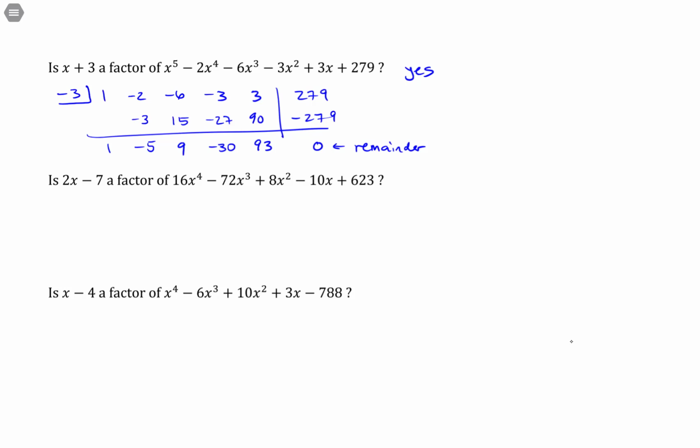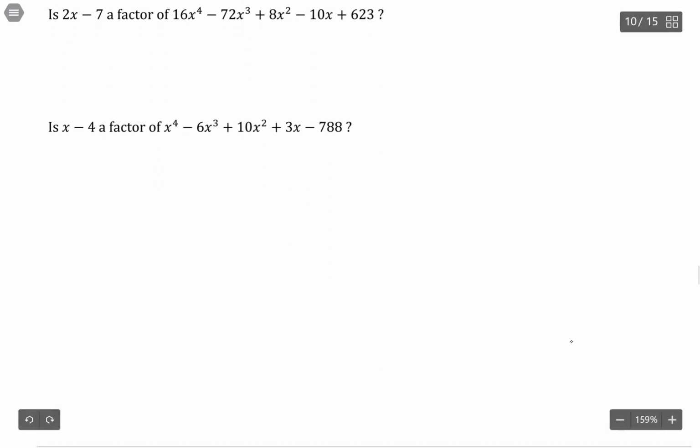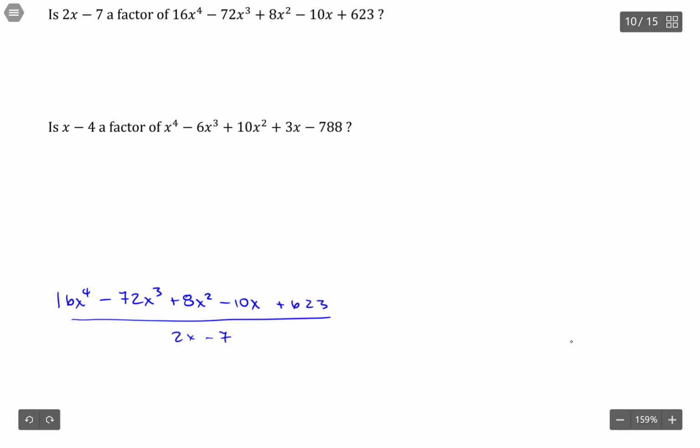Is 2x minus 7 a factor of 16x to the fourth minus 72x cubed plus 8x squared minus 10x plus 623? All right, so here's a tricky thing. The denominator is linear, but the leading term coefficient here is not 1. We can still use synthetic division, but we have to do a little bit of prep work. So essentially, I want to take 16x to the fourth minus 72x cubed plus 8x squared minus 10x plus 623, and divide that by 2x minus 7.